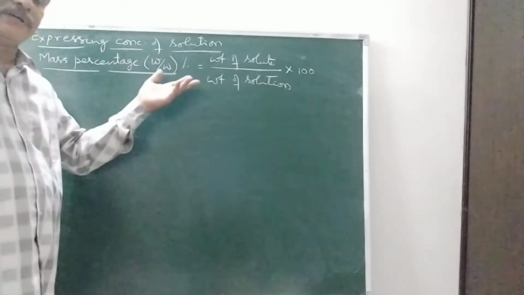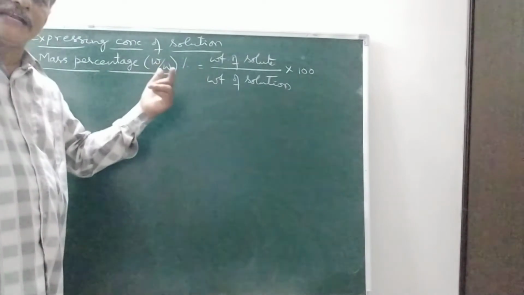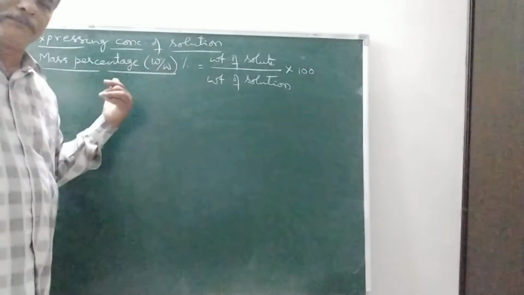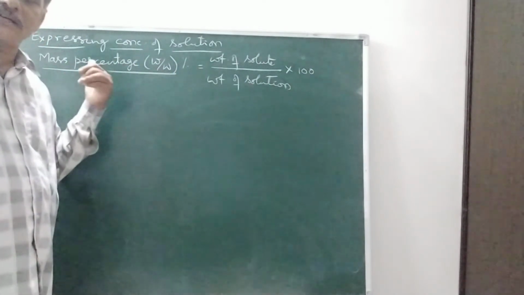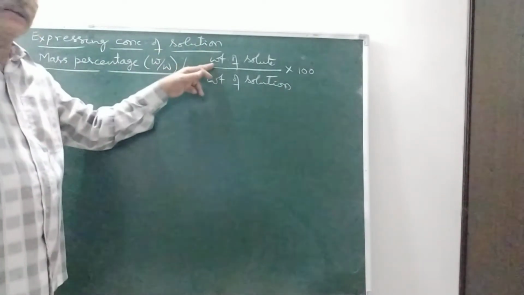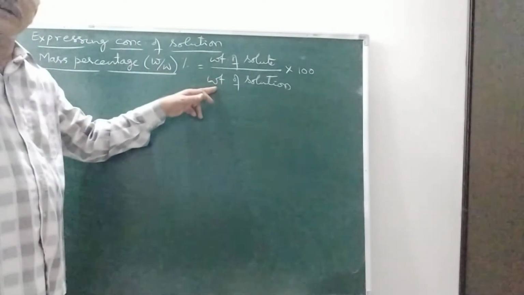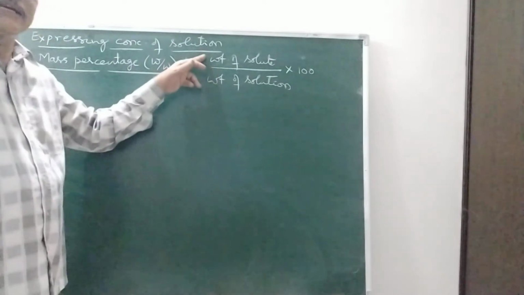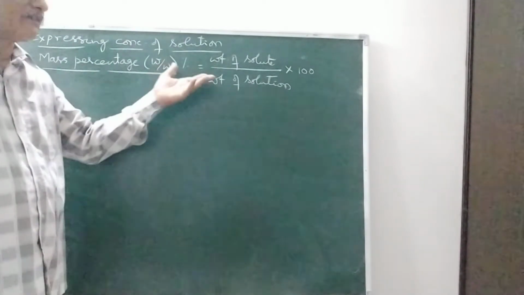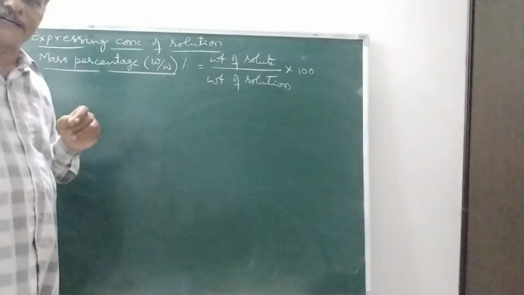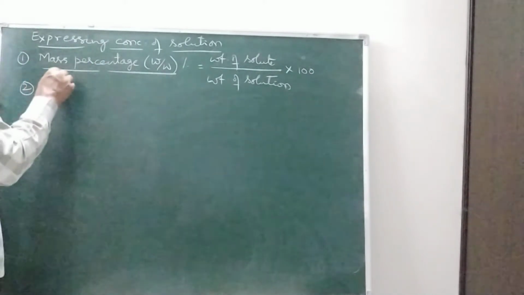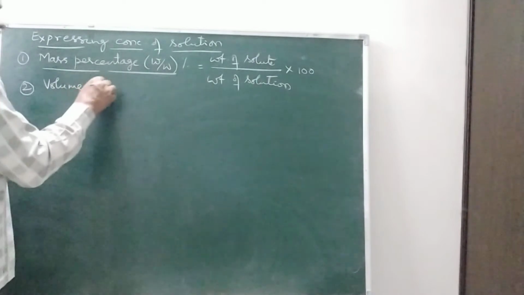Of course, there will be no units and it is temperature independent. Weight does not change with the temperature, so it does not depend on temperature. It has no units because in the numerator weight and in the denominator also weight is present. So if we take it in grams, it is also taken in grams. So grams cancel out. There will be no units. This is an important one. Next, second one, volume by volume percentage or volume percentage.